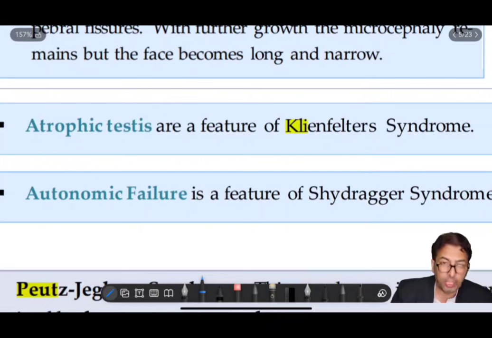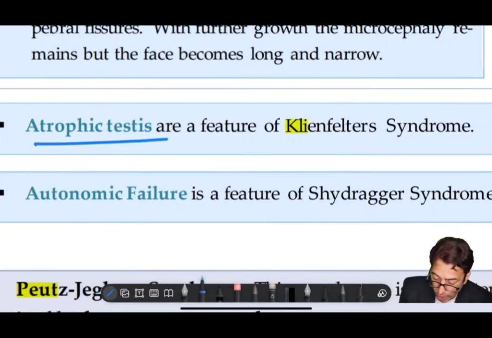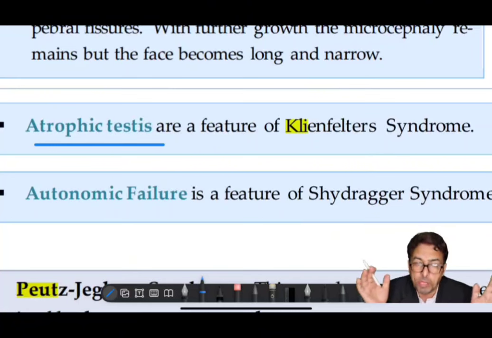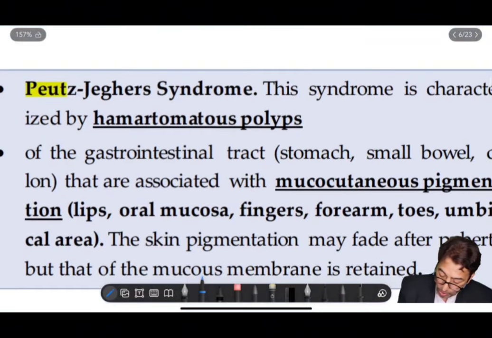Now that's one aspect. Number second, Klinefelter syndrome. In the FMGE pathology question, it was given a feature, atrophic testes. This is something short from my NEET PG QR. I have emphasized that atrophic testes are a feature of Klinefelter syndrome, along with gynecomastia and other features which were mentioned in the question as such.